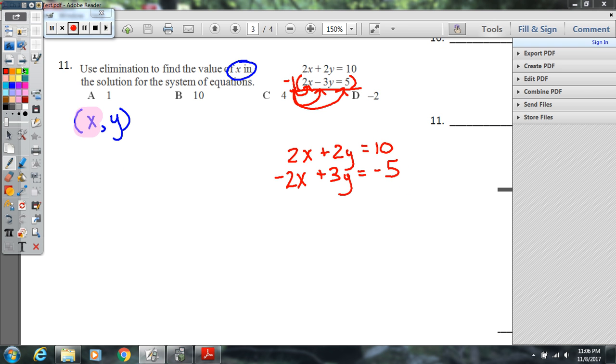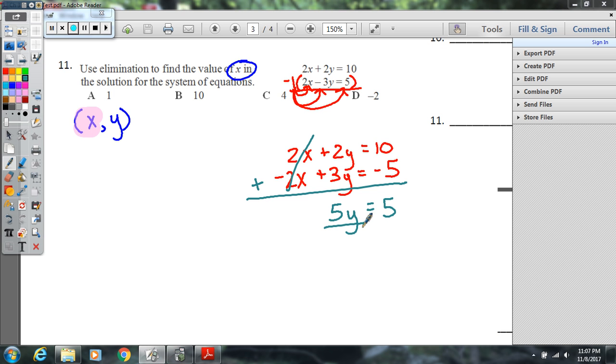Now, the whole reason I did that is because they were lined up to use elimination method. That's the method where I'm going to come in and I'm going to add, and guys, 2x plus -2x, if they're opposite numbers, they get 0, they cancel, they're out of there. So then I add the rest. 2y plus 3y is 5y. 10 plus -5, or 10 minus 5, is 5.